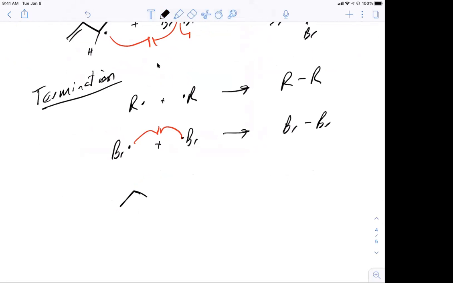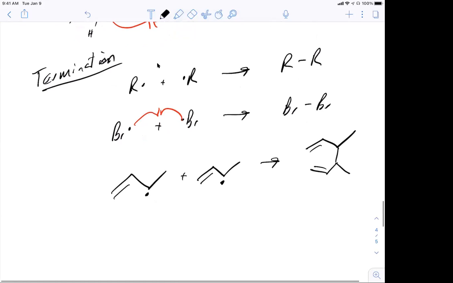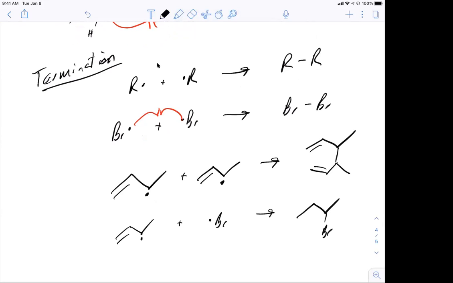We could have the carbon radicals coming together to react with each other. Again, termination, any two radicals. That's why it's sometimes better to think about it as just elimination of radicals than to think about all the possibilities. Any of these could be the termination step.